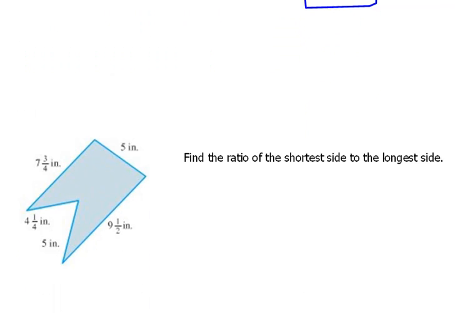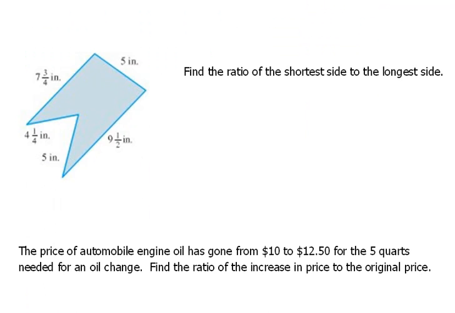Now again, we have one more geometry type problem. And again, when they've given us a geometrical figure, this one says find the ratio of the shortest side to the longest side. So this time we want short compared to long. Looking at each one of our spaces here, it looks like 4 1/4 is our shortest side, and our longest side looks to be 9 1/2.